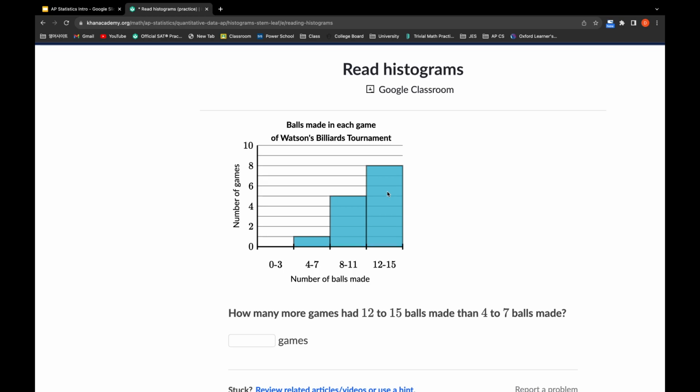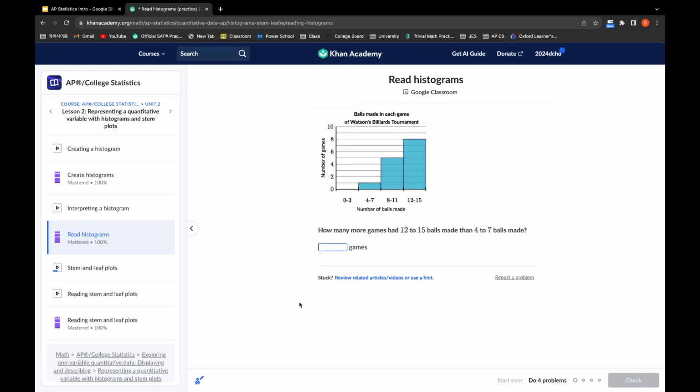And let's say the two parts that we're comparing are this part and this part. Let's interpret this part first. So we have 8 games that had 12 to 15 balls made, and we have only one game that made 4 to 7 balls. So if we subtract 1 from 8, that's going to be 7. Okay, let's try another question and end our lesson.